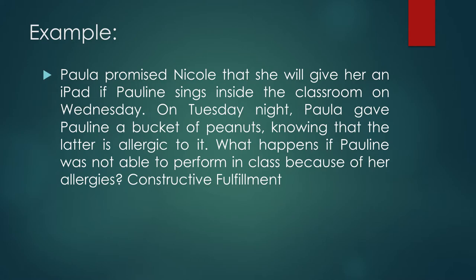So in that case, Paula is trying to prevent the condition from happening. And therefore, according to Article 1186, it is deemed to have been fulfilled. That's what you call constructive fulfillment. Okay, you try to sabotage the happening of the condition in order for you to avoid your obligation from being demandable. If that's the case, that is constructive fulfillment.